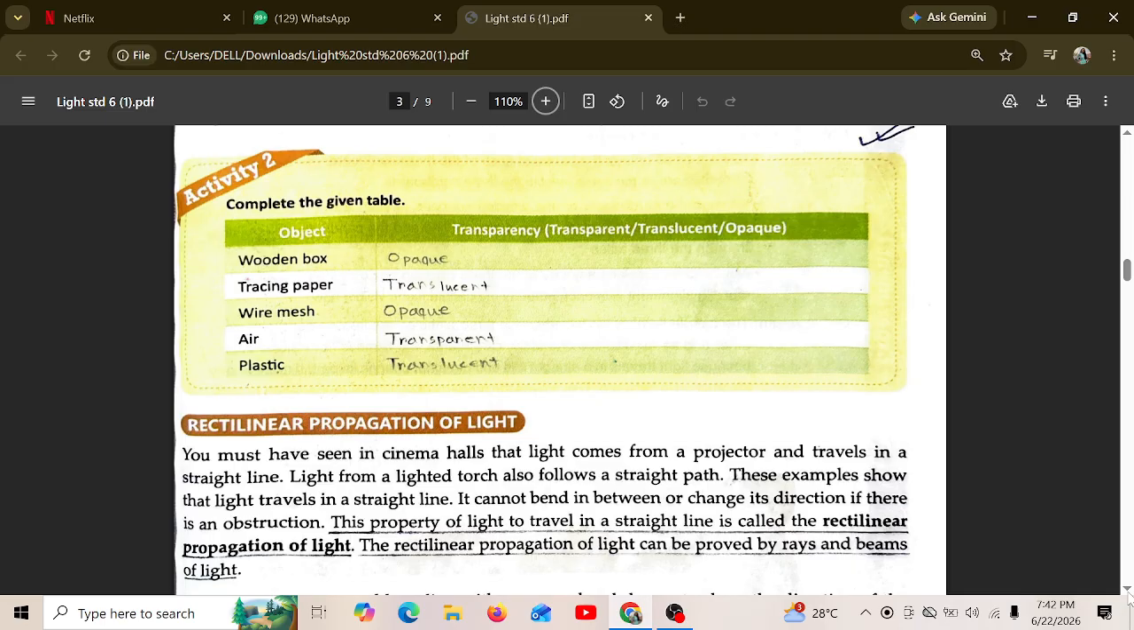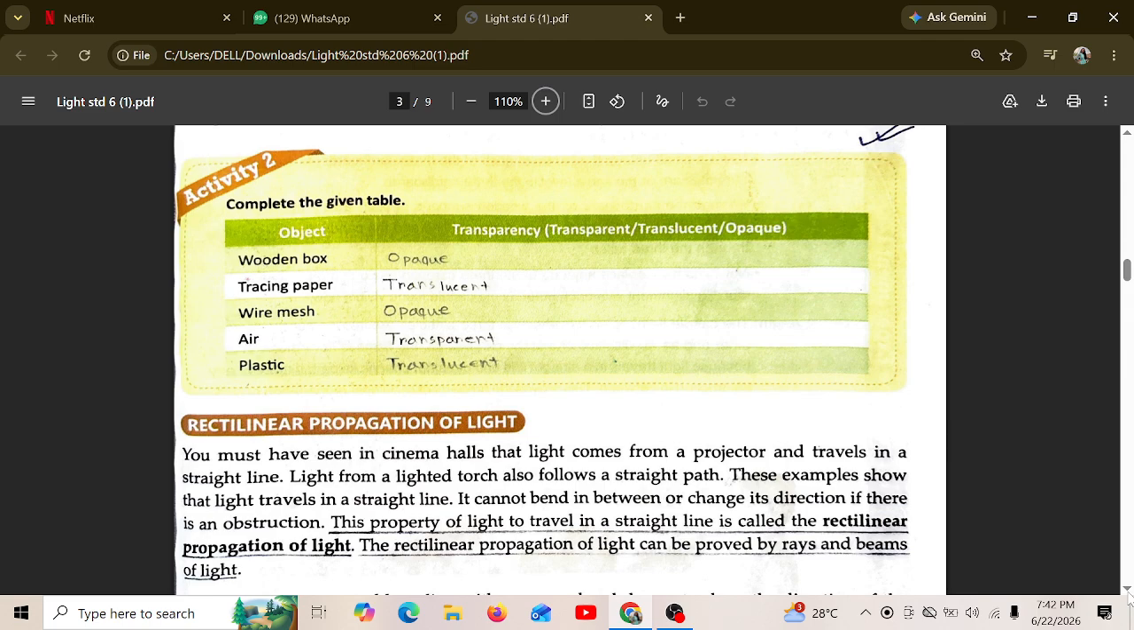Wire mesh, an opaque object, it doesn't allow any kind of light to pass through it. Air, this is a very tricky question. Transparent. Plastic, translucent, not exactly transparent, translucent. If it is a very good quality plastic, maybe it can be transparent a bit, but in general we can consider it to be translucent.